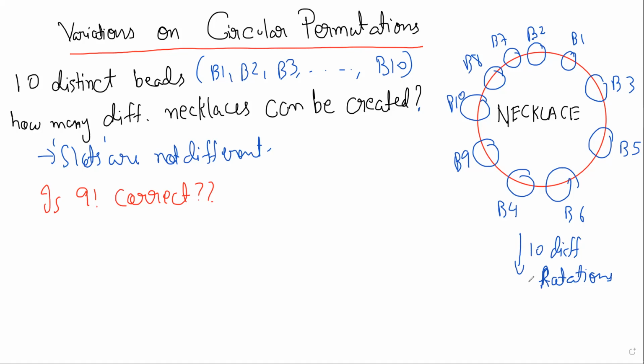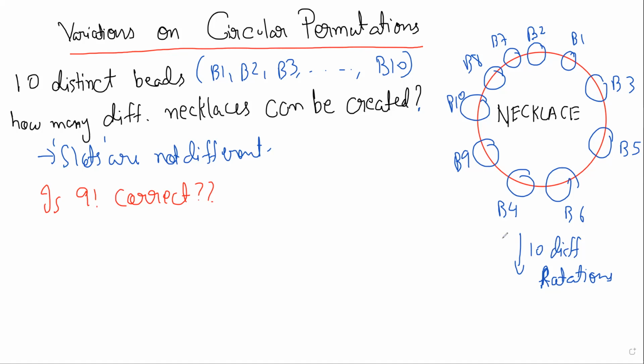If I initially write 10 factorial, where it is static, then out of those 10 factorial, I am grouping them by 10, right? From this particular arrangement, I can rotate it in 10 different ways, and I'll get 10 different rotations, but they are all the same. As a necklace, they are the same.